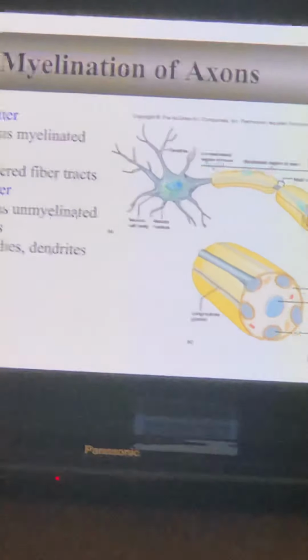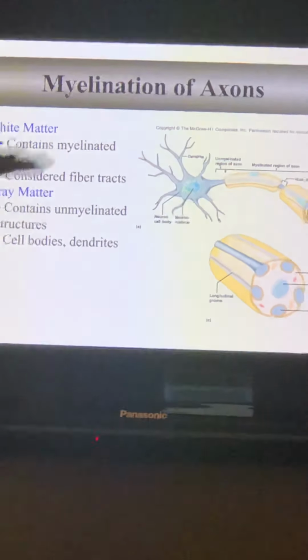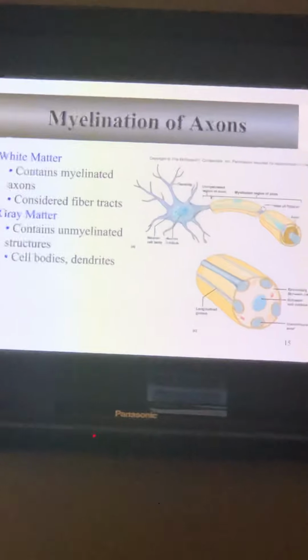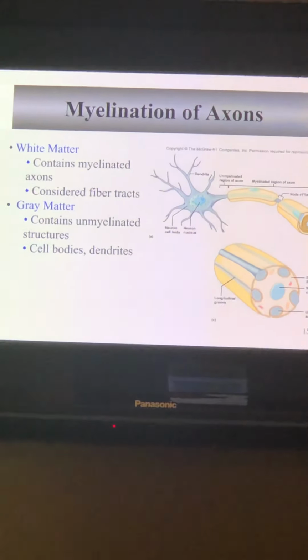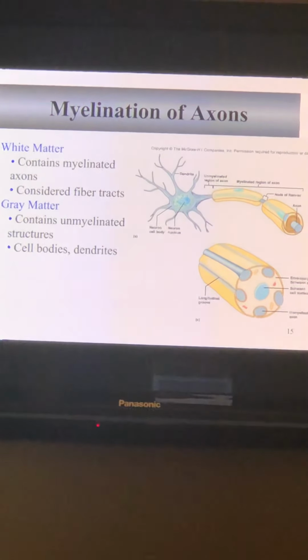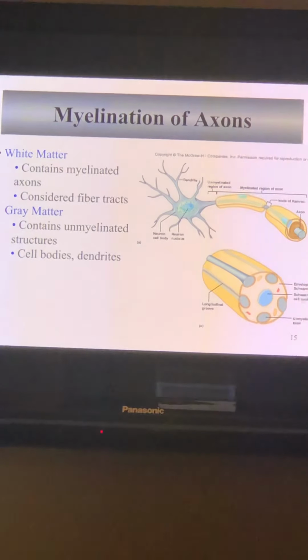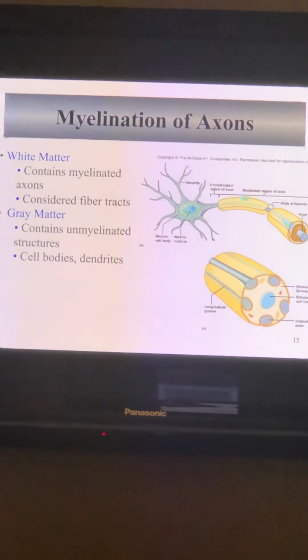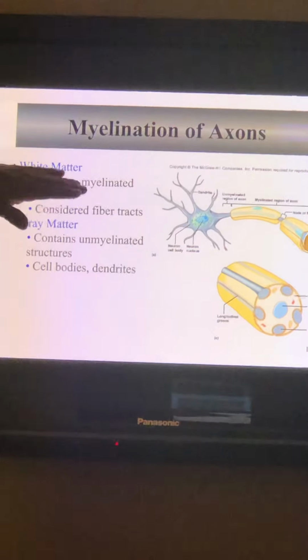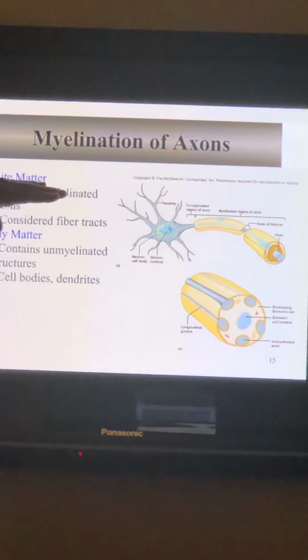I'm going to move forward here. Okay, how does that myelin get on here? There are two cells we're going to talk about in just a moment that are responsible for putting myelin on the neurons of either the central nervous system or the peripheral nervous system. But if you see myelin on an axon, that is what makes white matter white.